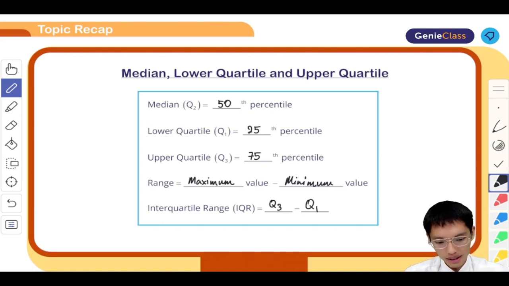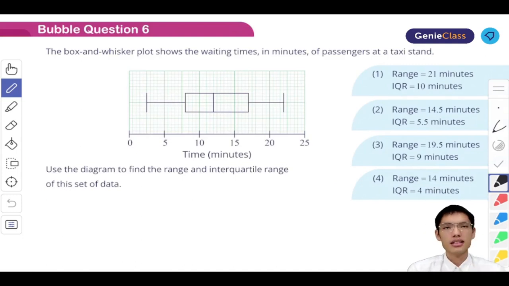So a very simple one. Bubble question 6. This actually shows the waiting time with a box plot. I hope you guys recall your box plot. This is just a recap over here. I want to find the range and interquartile range. How do we do so? Look at this question.